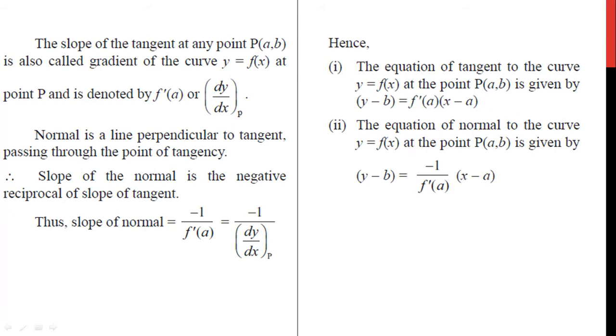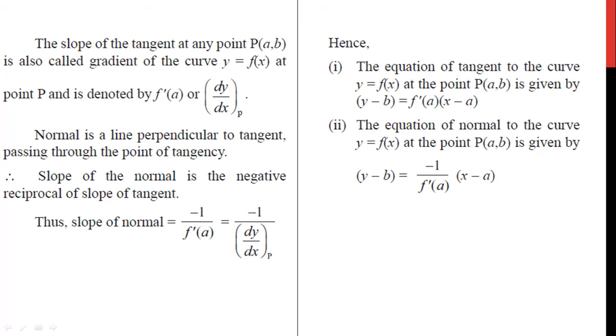Similarly, the equation of normal can be found by using slope point form. It is given here. It will be y minus b is equal to -1 upon f dash a into x minus a, where -1 upon f dash a is the slope of normal, because the slope of the tangent is f dash a. Now on the basis of this, we will solve our first exercise, means how to get the equation of tangent and normal to the given curve at a given point.